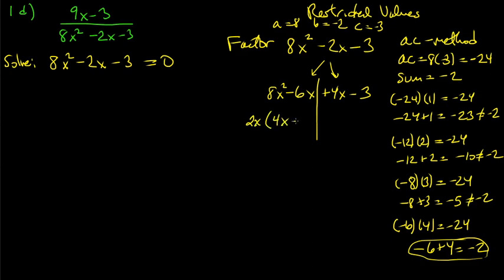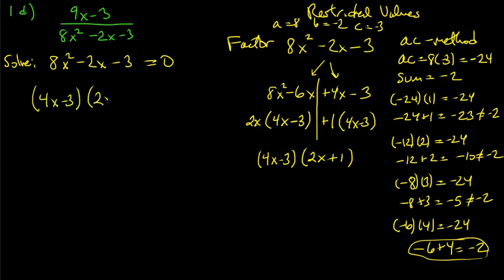From the first two terms, we can factor out a 2 and an x, and that gets us 4x minus 3. And from the last two terms, the GCF is 1, so I'll factor out the 1. And so that means we factor out the 4x minus 3, and that multiplies the 2x plus 1. Okay, so there we go. We factored the left side as 4x minus 3 times 2x plus 1.